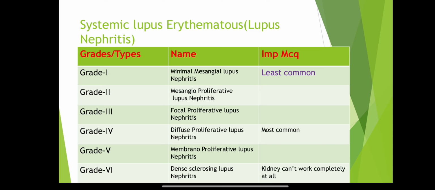DPGN means diffuse proliferative glomerulonephritis or lupus nephritis. Don't be confused, it might be called lupus nephritis or glomerulonephritis.